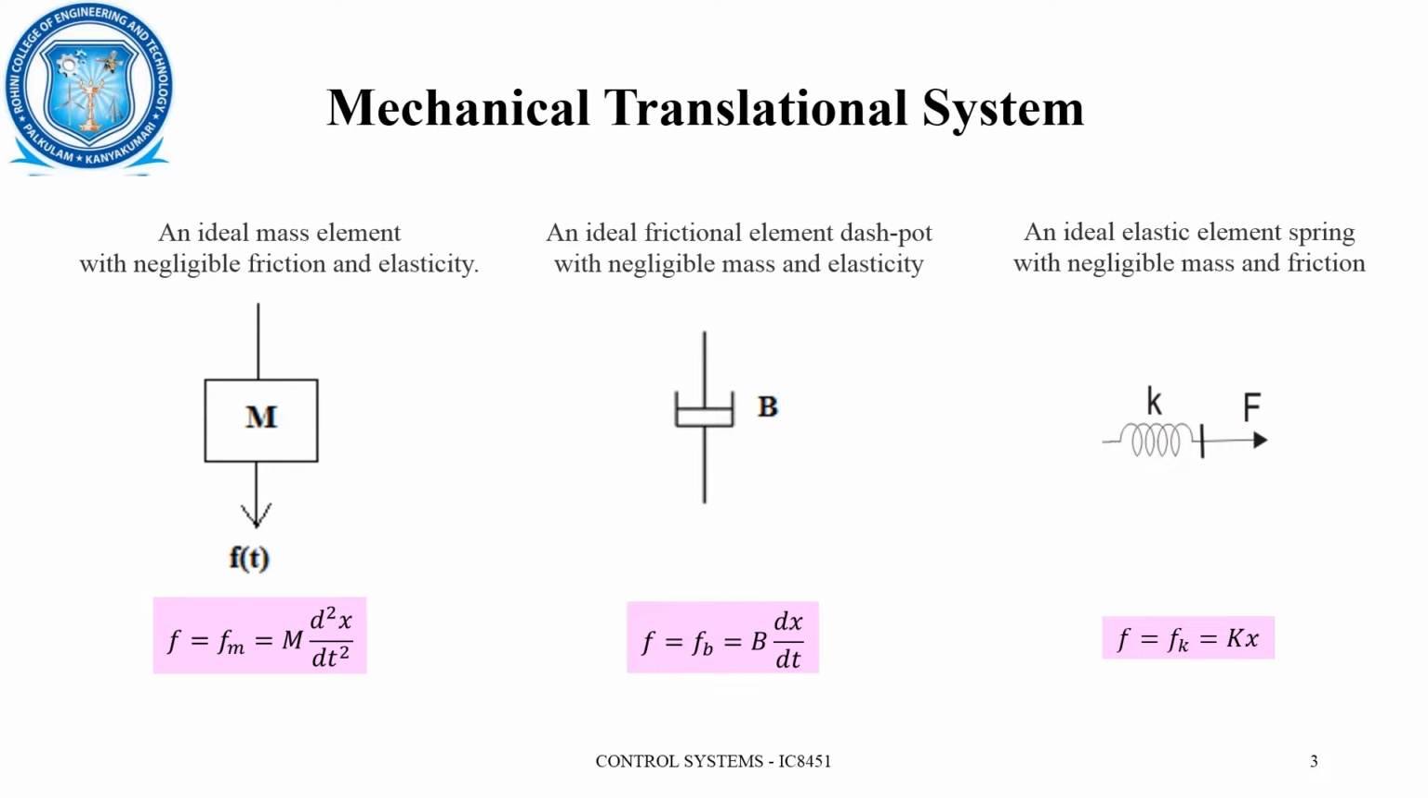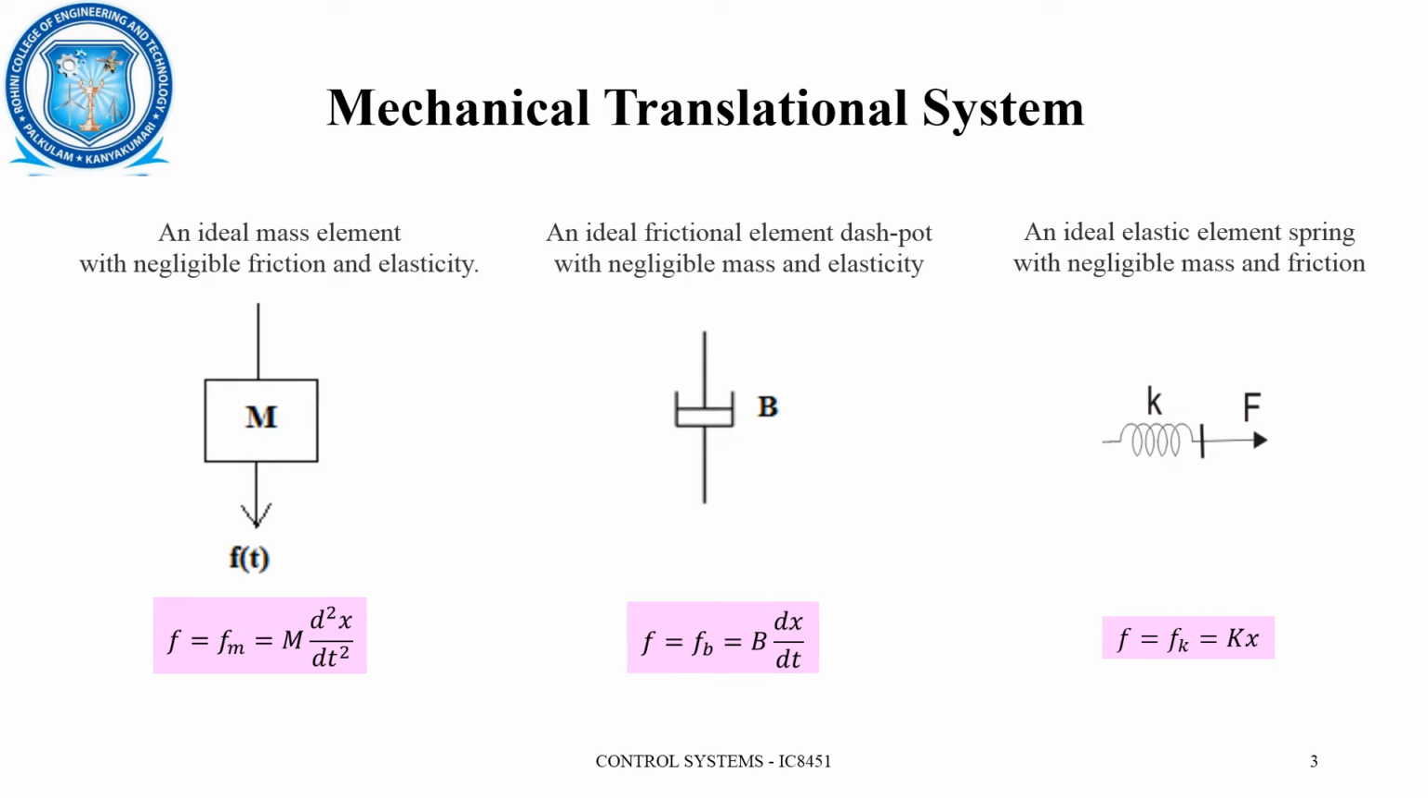Mechanical systems are of two types, namely mechanical translational systems and mechanical rotational systems. While considering the mechanical translational system, there are three main components, namely an ideal mass, a friction element, that is a dashpot, and third is a spring element.